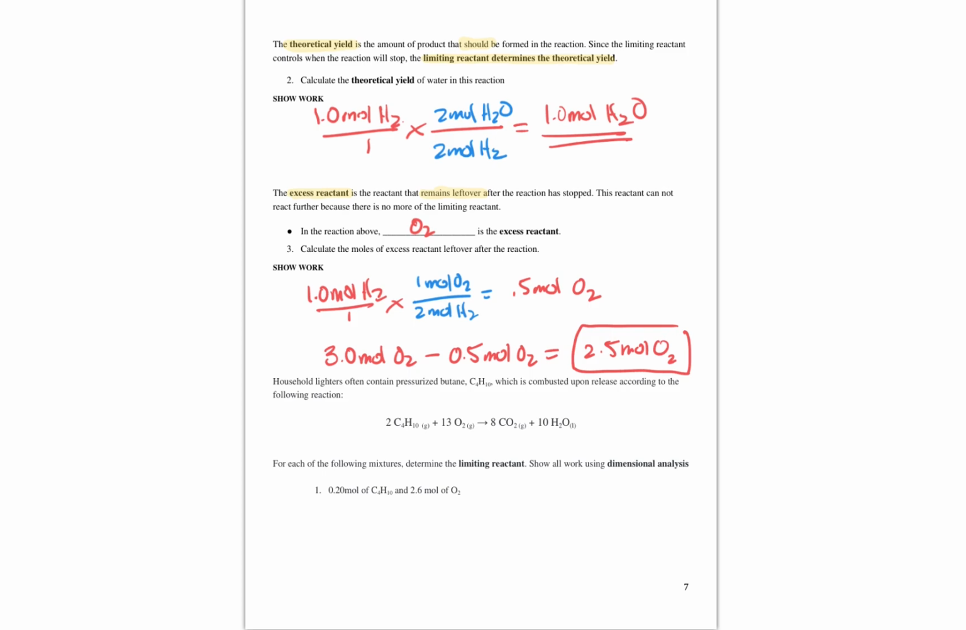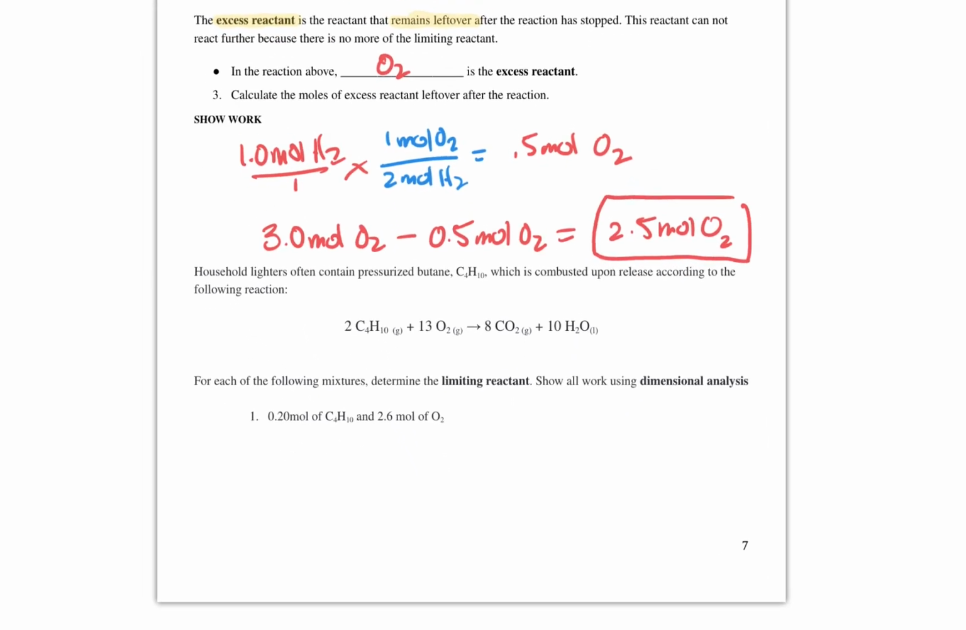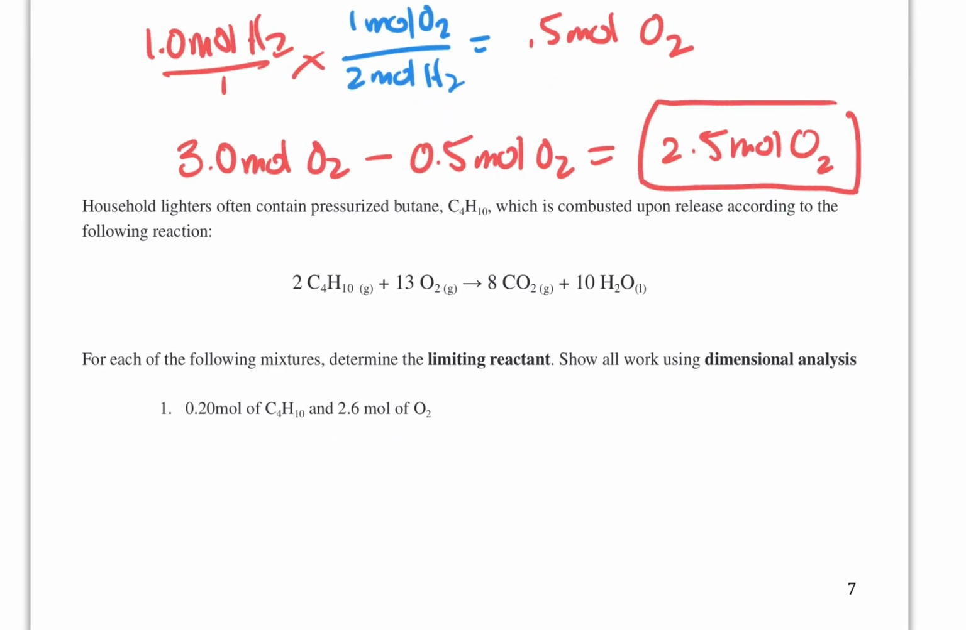Okay, let's practice figuring out what is the limiting reactant in a reaction mixture. For example, we're going to deal with this reaction where we're using household lighters, which use butane, and they combust with oxygen in air to form carbon dioxide and water in a typical combustion reaction. We provided you with the balanced chemical equation, where 2 moles of butane require 13 moles of oxygen, and it will produce 8 moles of carbon dioxide and 10 moles of water.